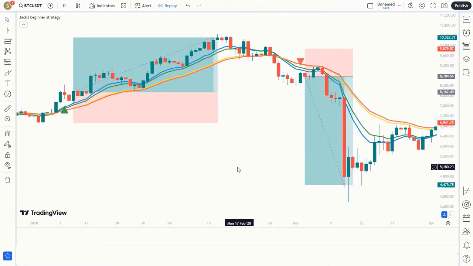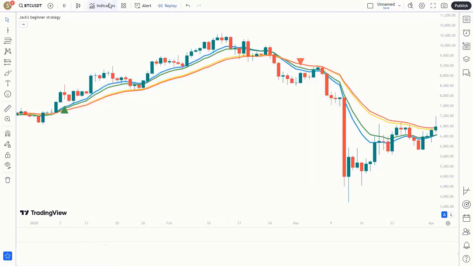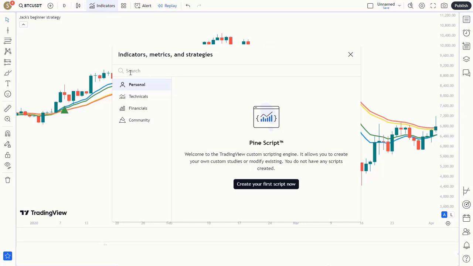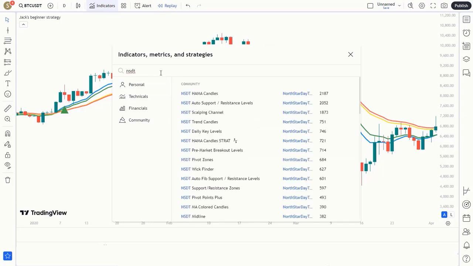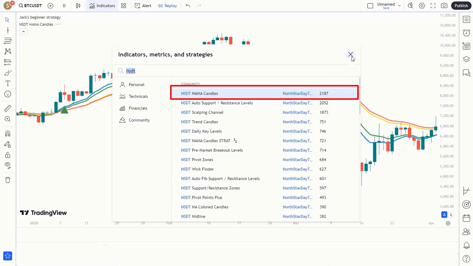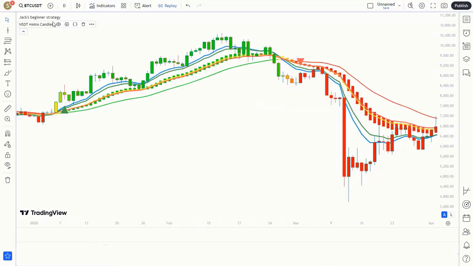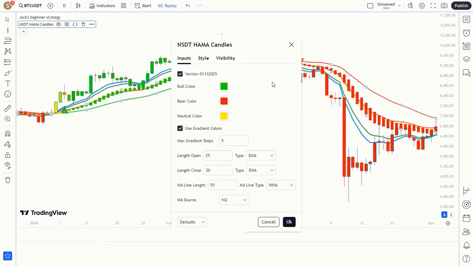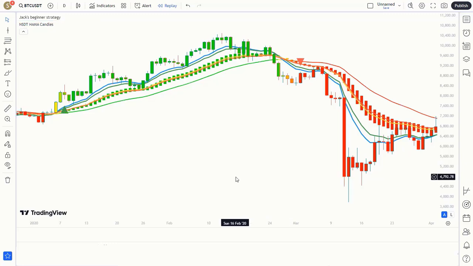Now, let's add another indicator, so that this strategy is more profitable. Let's click on TradingView Indicators. Search here, NSD HAMA Candles. Add this indicator to the chart. Now click on the settings icon of NSD HAMA Candles Indicator. In Length Open, we have to change 25 to 27. Click on OK. Now everything is correct.